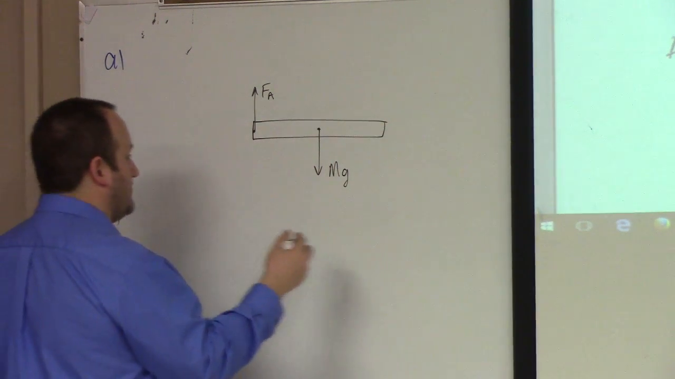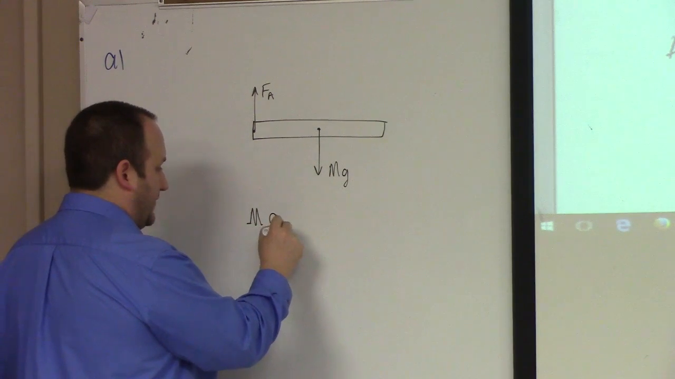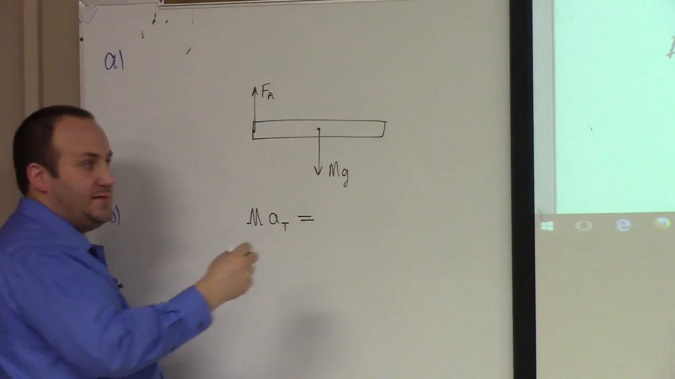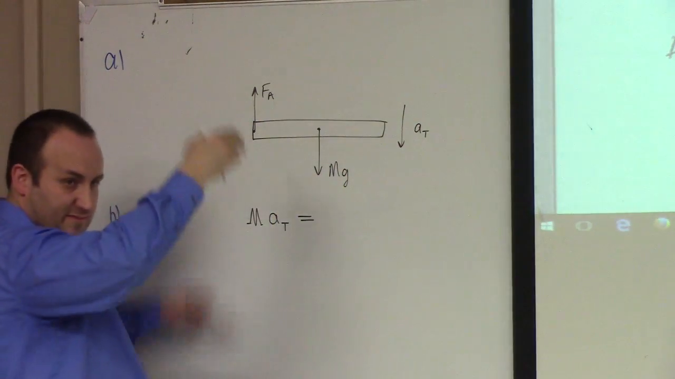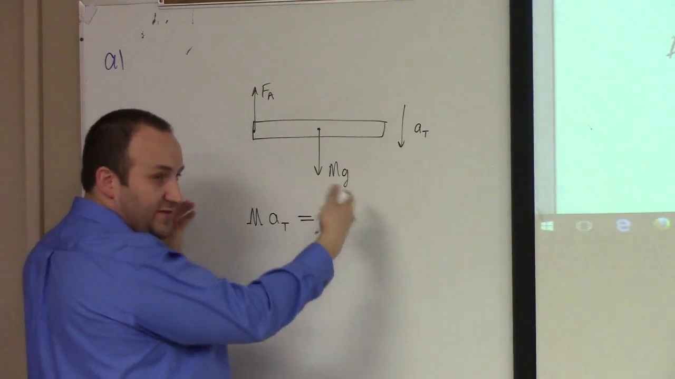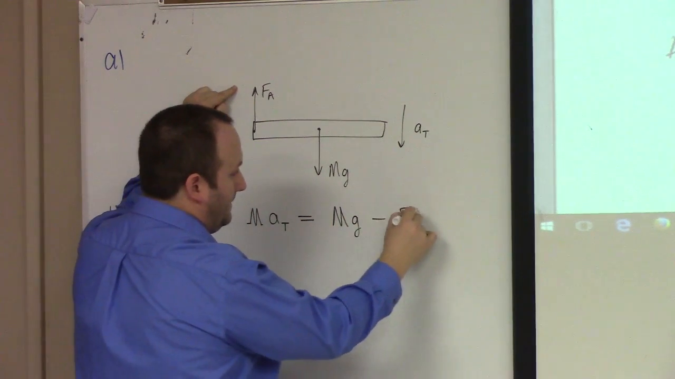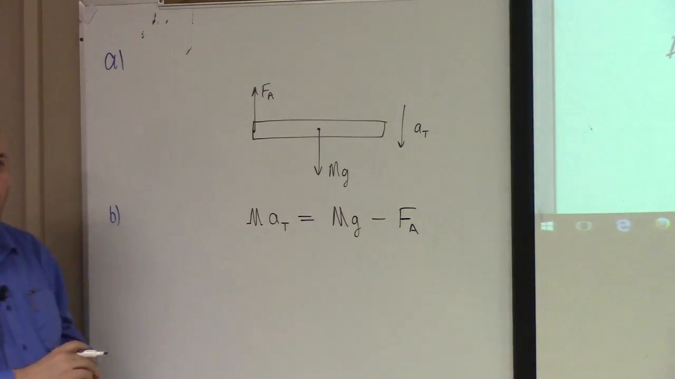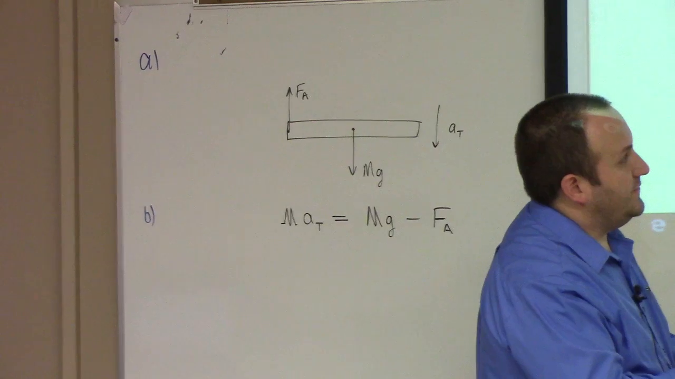So what I have is, like I said, the mass times the tangential acceleration is equal to what? Now, the tangential acceleration is, like I said, tangential, right? It's just straight down. So if I take that as positive, mg is positive, and I have minus Fa. That's Newton's second law applied to the pivoting ruler. All right? So there's that.